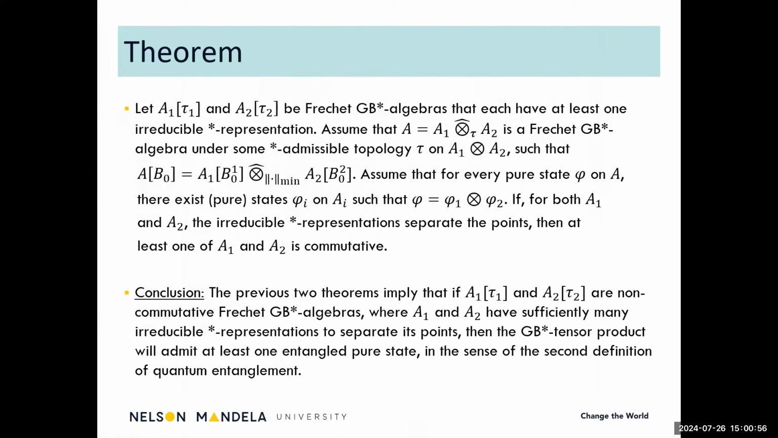We can now also look at the converse of this theorem, namely, again, a Frechet GB star algebra, meaning complete metrizable, and both having at least one irreducible representation.